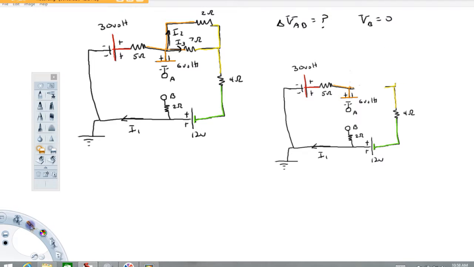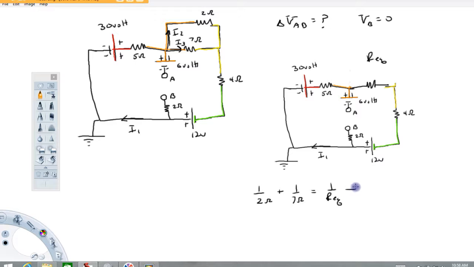And in their place, I'm going to put a single resistor and call its value R equivalent. And it's going to be equivalent to this pair that's in parallel. Now to calculate that equivalent resistance, I'll do this down here. I've got 1 over 2 ohms plus 1 over 7 ohms is equal to 1 over R equivalent. That's because that's a parallel combination.